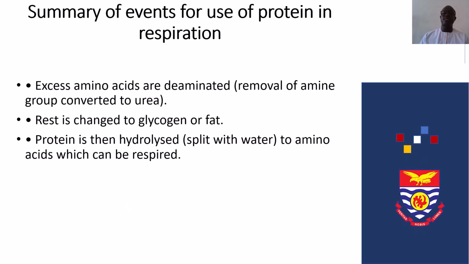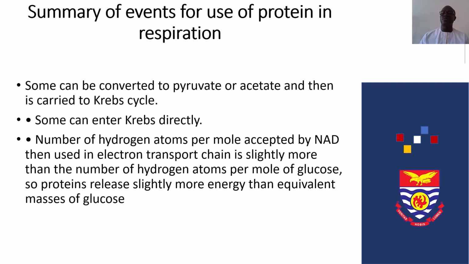So excess amino acids are deaminated, removal of the amine group converted to urea. The rest is changed to glycogen or fat, and protein is hydrolyzed, split with water to amino acids, which can be respired. Some can be converted to pyruvate or acetate and then carried to the Krebs cycle. Some can enter the Krebs cycle directly. The number of hydrogen atoms per mole accepted by NAD and then used in the electron transport chain is slightly more than the number of hydrogen atoms per mole of glucose. So proteins release slightly more energy than equivalent masses of glucose.